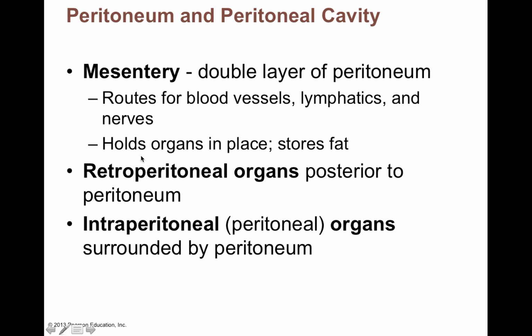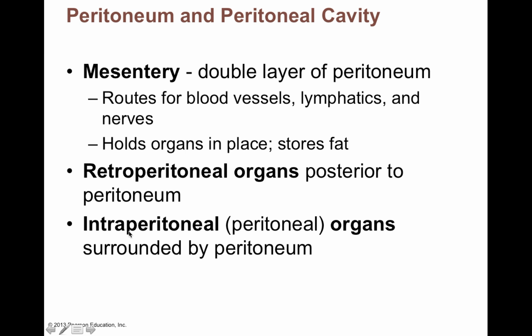Some examples of retroperitoneal organs would be your pancreas and your kidneys. These things are actually behind the peritoneum, and it makes sense because those don't move a lot. They don't need to be lubricated. The kidneys are pretty stationary. The pancreas is pretty stationary as well.